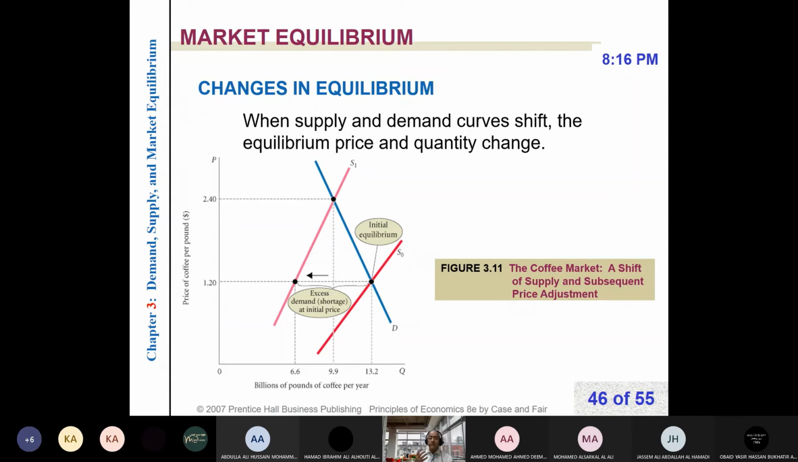Okay. So see here, for a moment, ignore the light red. Consider this is the market demand curve and this is the market supply curve. And the intersection point between the two curves refers to equilibrium. So the equilibrium price for this product is 120 and the equilibrium quantity is 13.2.